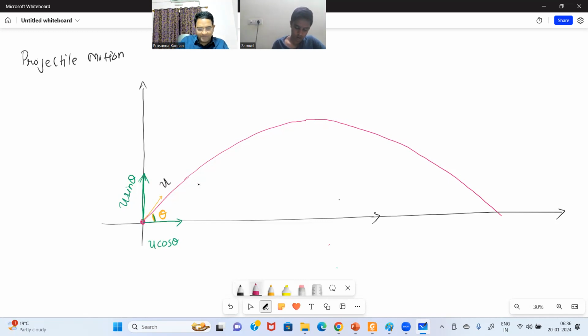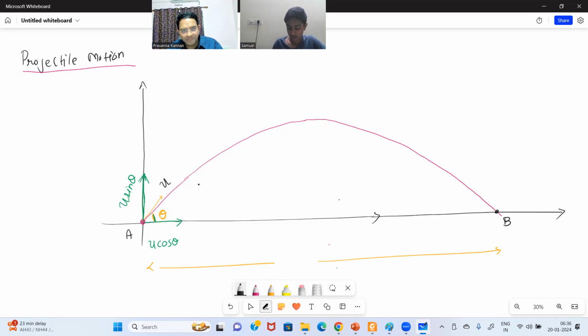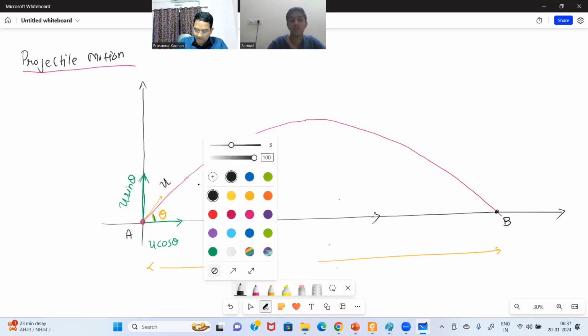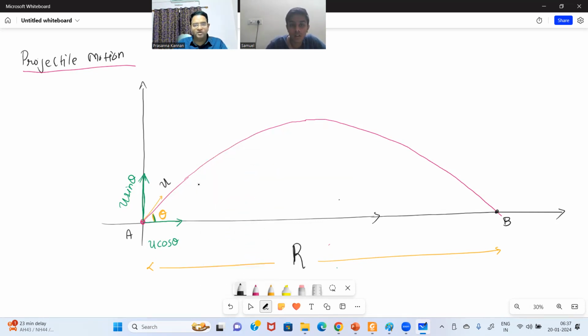There are three important parameters. What is this distance called, Samuel? From where it starts, let's say A, to again back on the ground, let's say at B. This distance AB is called, you tell me what is it called? It is represented by the symbol R. It is called horizontal range. It is called the horizontal range of the projectile.